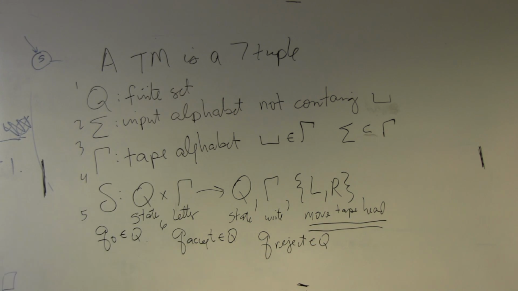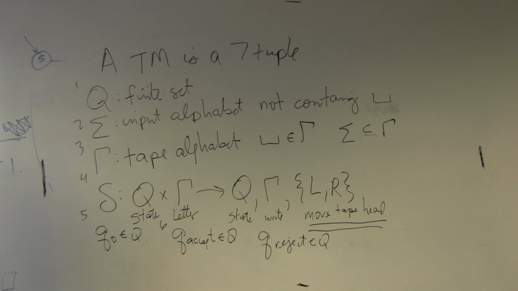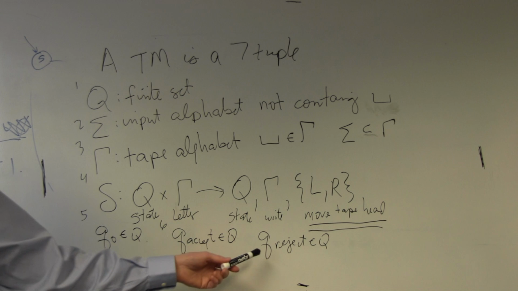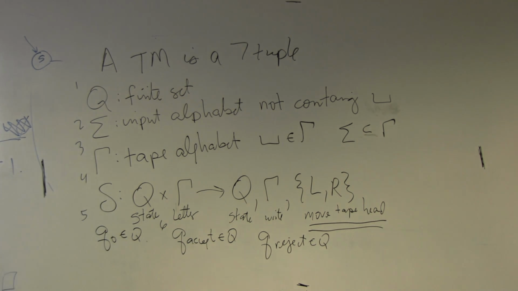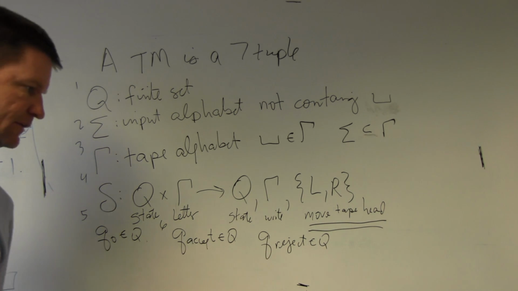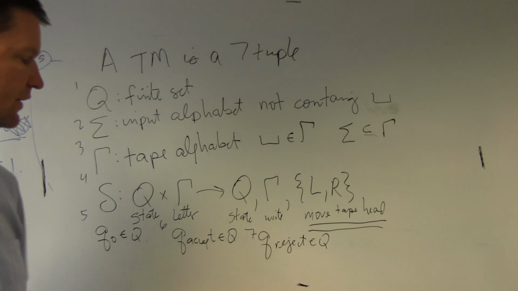So Q reject is a member of the states, and it's a special state that represents the fact that the machine rejected the input. In a deterministic finite automaton or a push-down automaton, we implicitly got rejection by saying that I'll tell you what the accept states are, and if it ends in any other state, then it rejected or didn't accept. But in a Turing machine, it's helpful to define a rejection state and an acceptance state. And so we do that right here. Okay, so that's the basic definition of a Turing machine. This is the 7th element.